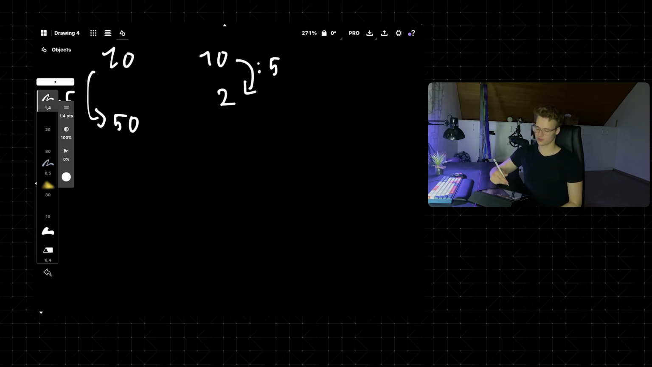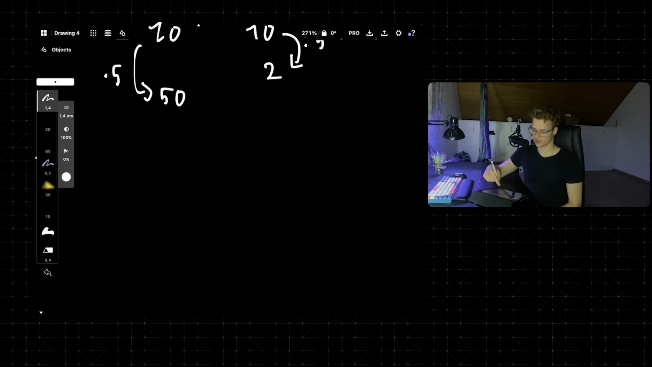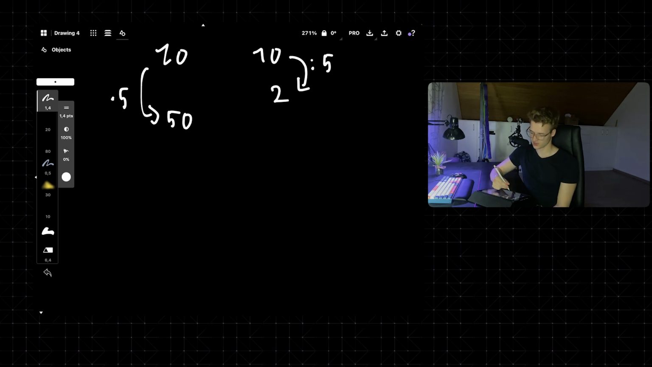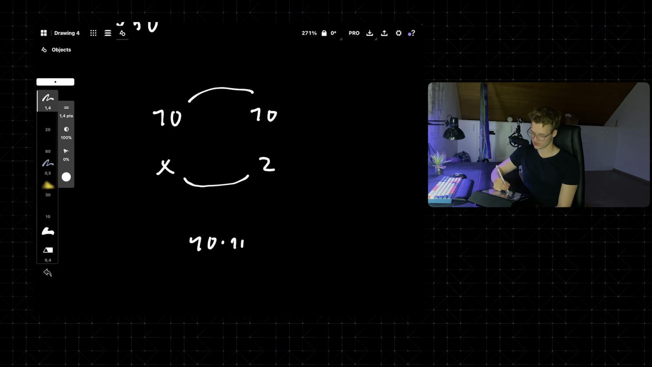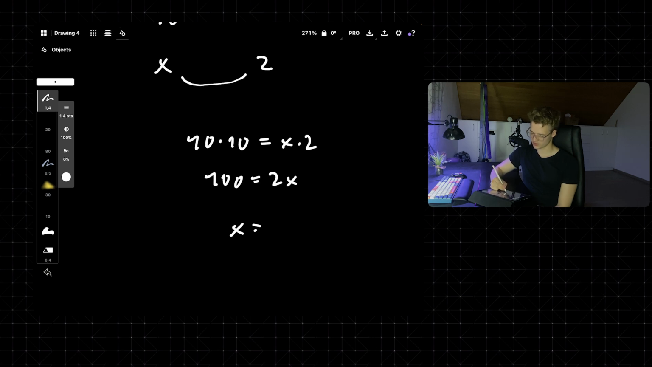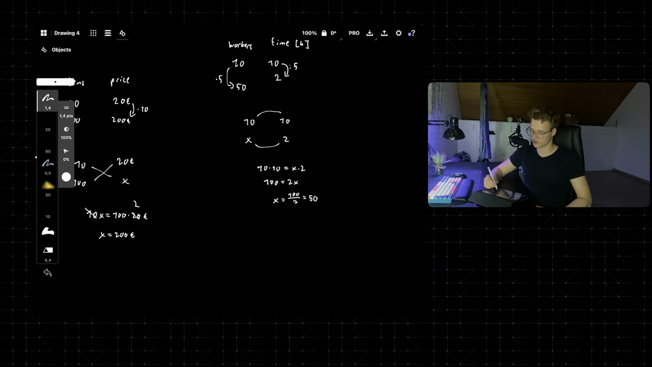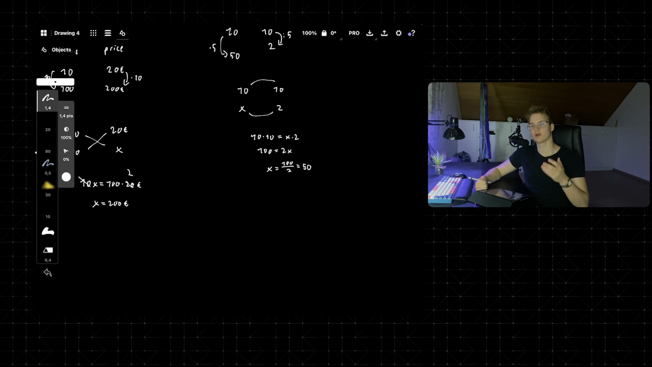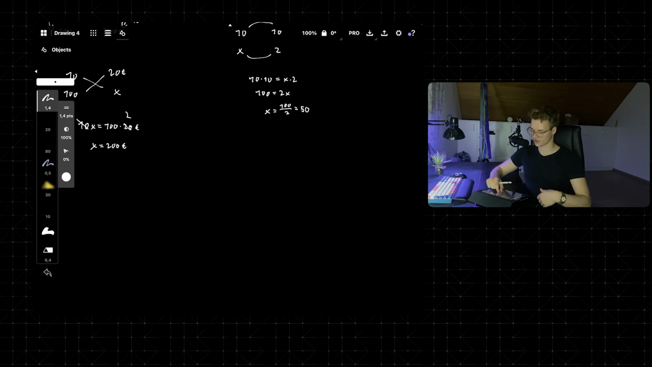Now, what if we wanted to use the cross multiplication again? Well, you wouldn't cross multiply. Again, you would write it like 10, 10, x, because this is the unknown quantity, and 2. Then you would just multiply them like this. So 10 times 10 is going to be x times 2. So it's going to be 100 is equal to 2x. And x is going to be equal to 100 divided by 2, which is 50. So again, we did the same principle. If you have a lot of values, what you can do is you can just write them in a table.